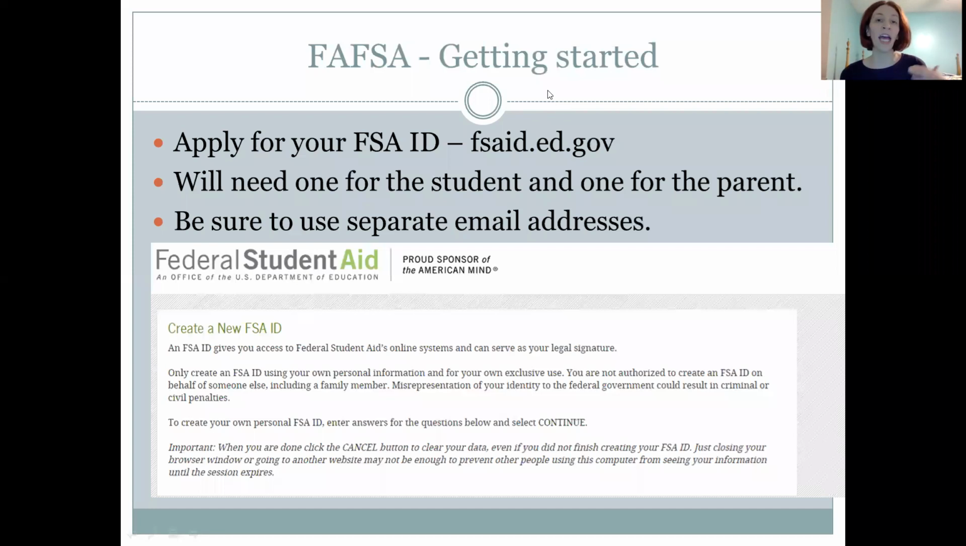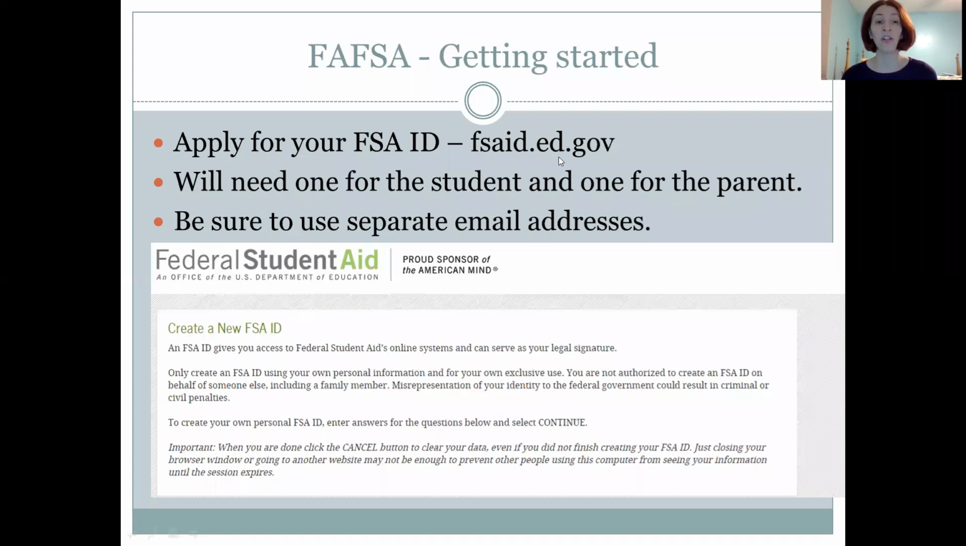We do encourage that at some point both parents do apply for an FSA ID, just so that at some point, if you need the other one to sign off on the FAFSA, or if you're applying for Parent Plus loans potentially, both parents have them. But in order to complete the FAFSA, you only need to have one parent sign off on it.